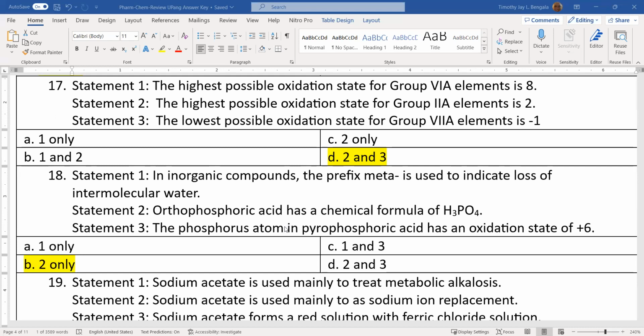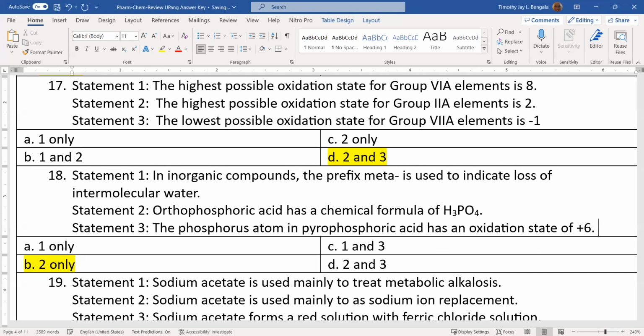Next, statement number 2, orthophosphoric acid is a chemical formula of H3PO4, so that is correct. Okay. So next, the phosphorus atom in pyrophosphoric acid has an oxidation state of +6. Parang there should be, okay, so mali yung kulay natin. So number 3, the phosphorus atom in pyrophosphoric acid should have an oxidation state of +6. So dapat correct din to.